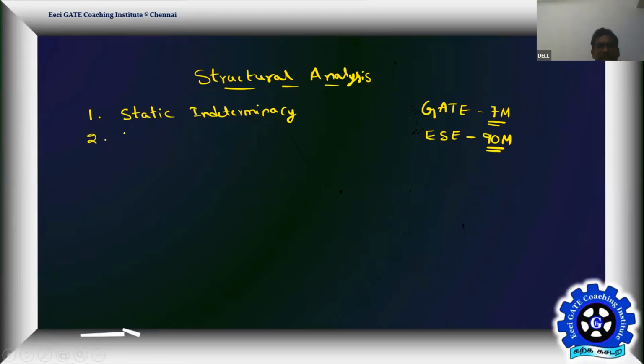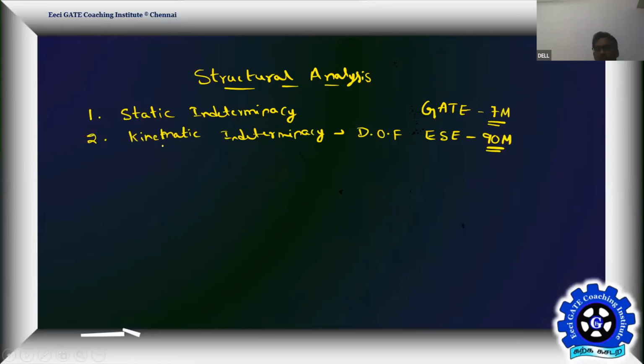In the second chapter, we'll be going for kinematic indeterminacy. What is the meaning of kinematic indeterminacy? Kinematic means dealing with the displacements. People also call this the DOF, degree of freedom. It deals with the possible displacement components of a structure.